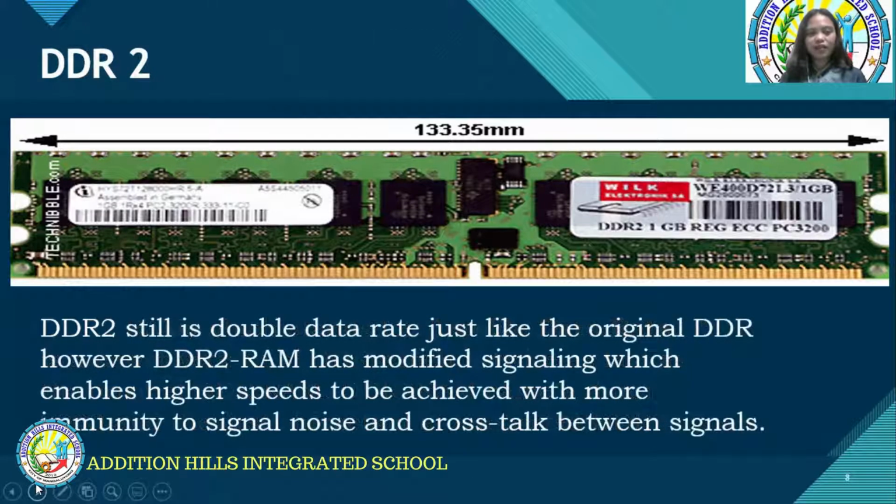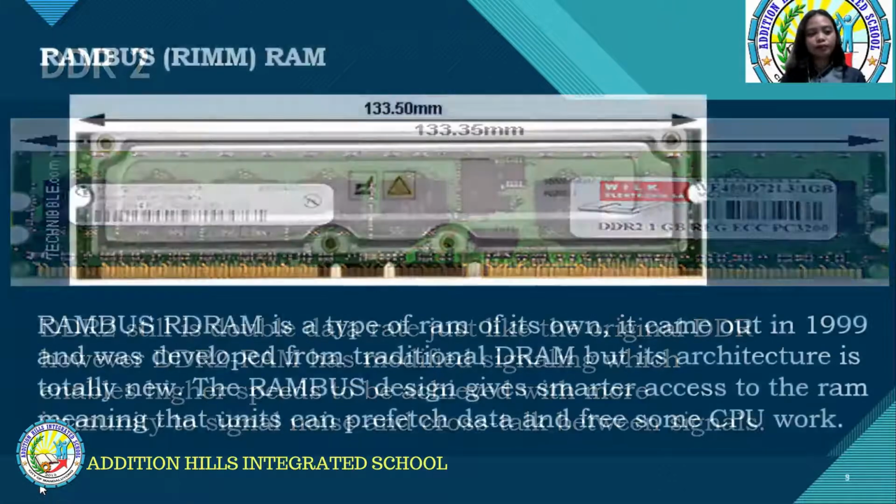Next, DDR2 is still double data rate just like the original DDR. However, DDR2 RAM has modified signaling which enables higher speeds to be achieved with more immunity to signal noise and crosstalk between signals. So, ayan nga, mas pinapaganda nila yung type ng RAM para mas compatible, mas maganda yung maging takbo ng ating computer system.